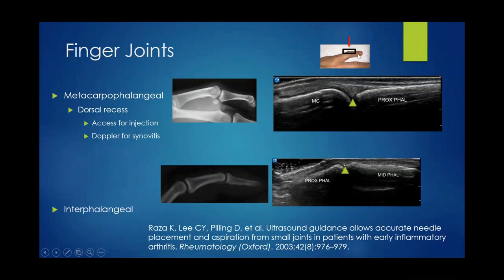The transducer is placed along the long axis of the finger, overlying the joint. The needle can then be brought in either from an ulnar to radial or radial to ulnar direction, depending on your preference. The needle would then be seen within the joint recess before the aspiration or injection would take place.